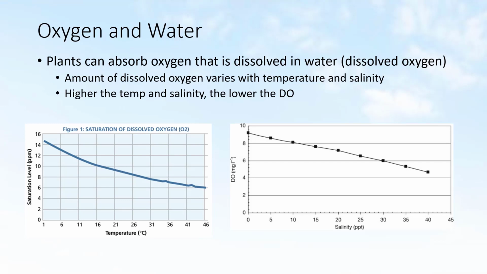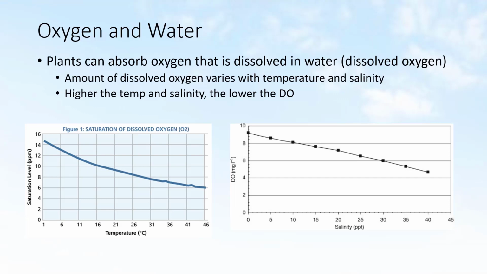Now, if we are growing our plants in a hydroponic environment, or even if our plants are in more of a wetland environment, they can absorb oxygen that is found in the water. We refer to that as dissolved oxygen, right? That's the oxygen that's dissolved in our water. Now, the amount of dissolved oxygen varies with temperature and salinity. Essentially, with higher temperatures and higher salinity, you're going to find lower dissolved oxygen.